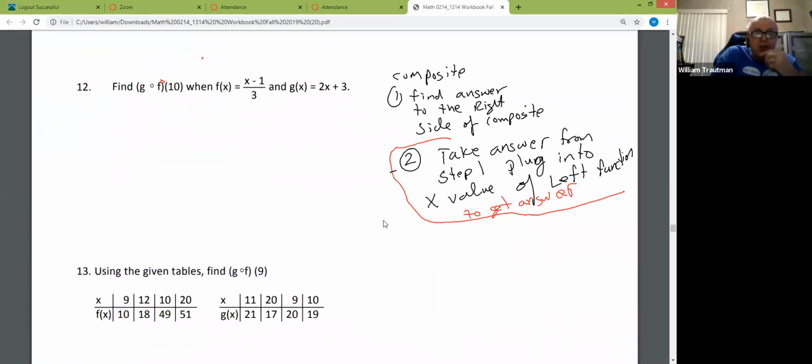So number 12. I'm going to give you a second and see what you get for part 1 of number 12. Step 1. I'll give you a second. I'm not going to do it. Just see what you get for step 1.